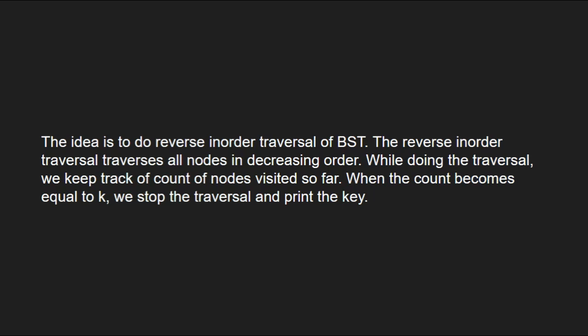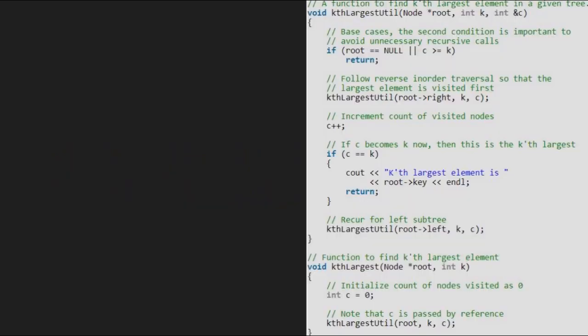Now, let us see the algorithm. Let us also have a sample tree to test our algorithm. We assume that we have to find the third largest element in the binary search tree. So, we pass the root node which is 8 and 3 to k in the kth largest function. Next, we take a count variable c which we initialize to 0. Then we pass the root, k and c to the kth largest util function.